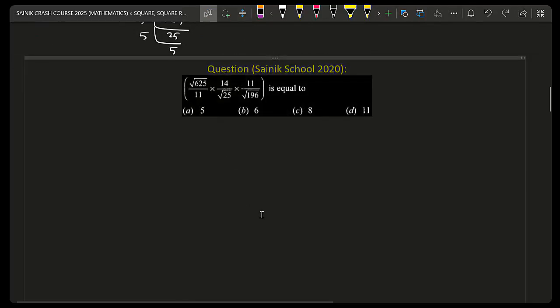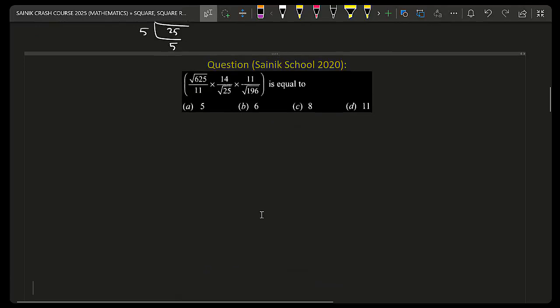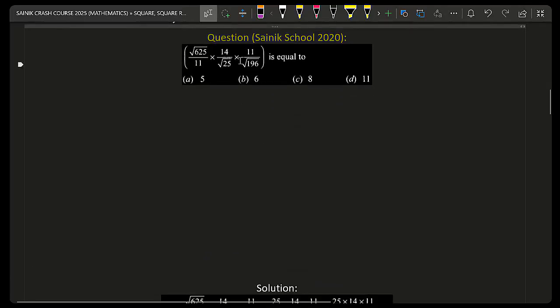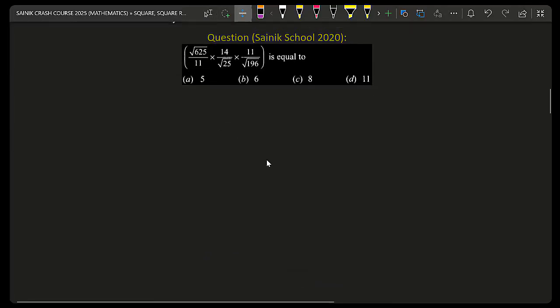Okay, this question came in the 2020 exam. So all of you simplify this, and if you are interested in answering, raise a hand. Who will give the answer for this? Yes, Ritvik, you can answer. Yes, Ritvik, tell me.